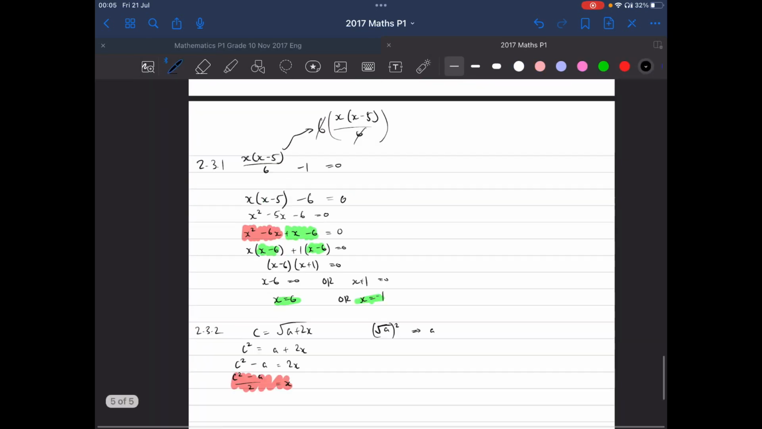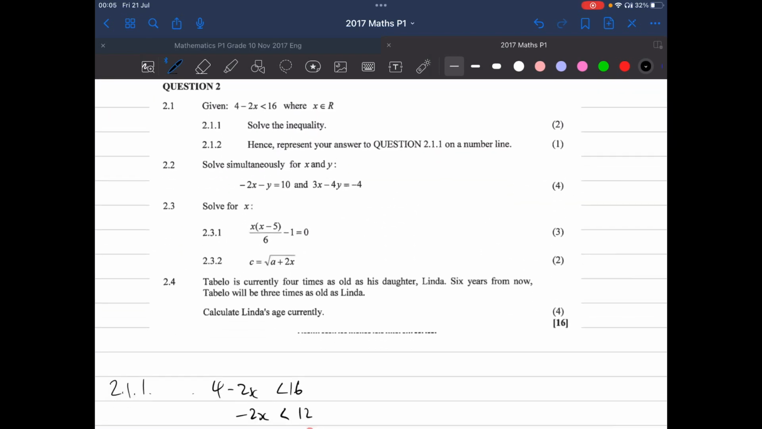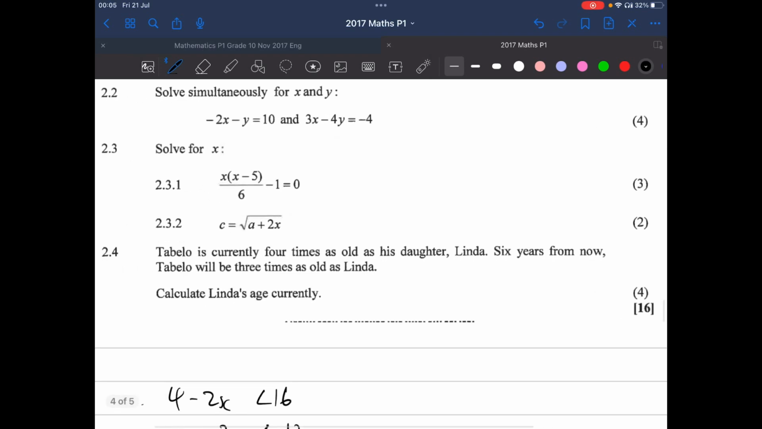Cool. Let's look at question 2.4 now. It says, Tabello is currently 4 times as old as his daughter Linda. 6 years from now, Tabello will be 3 times as old as Linda. Calculate Linda's age currently. This sounds like a very complicated thing, but in reality it's just asking you to convert these words into some mathematical equations.